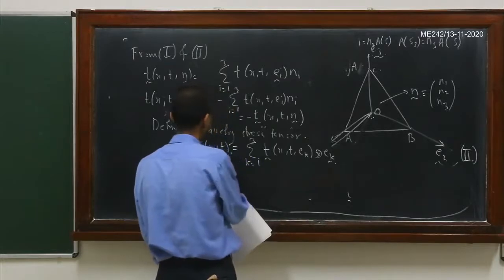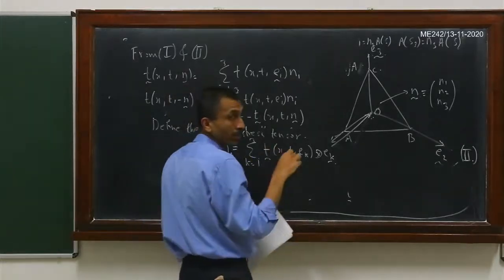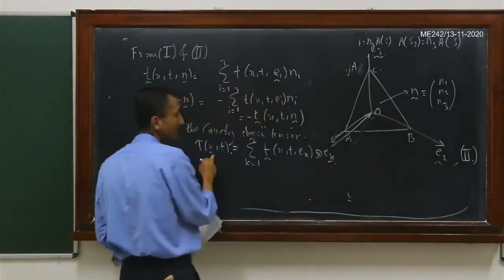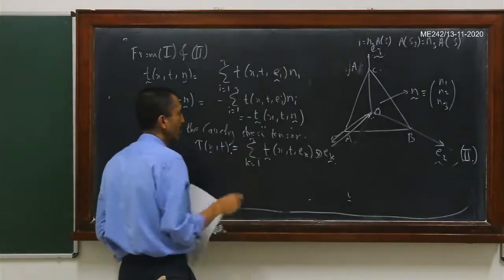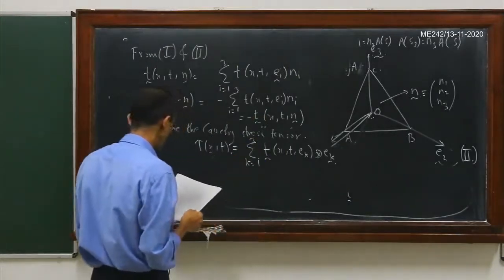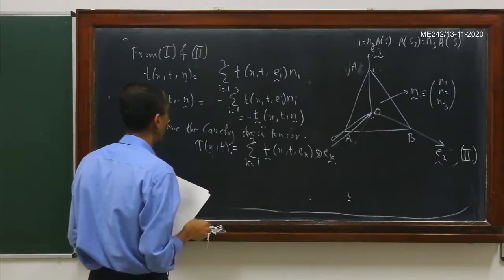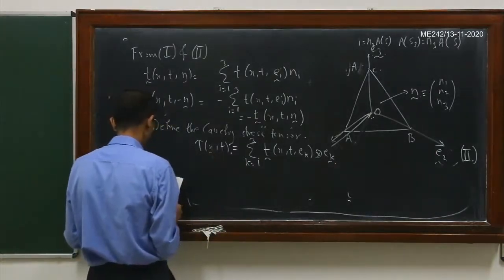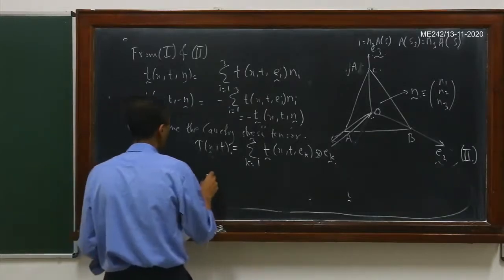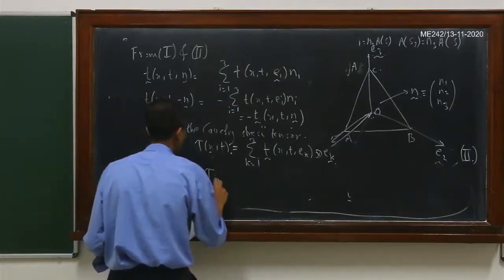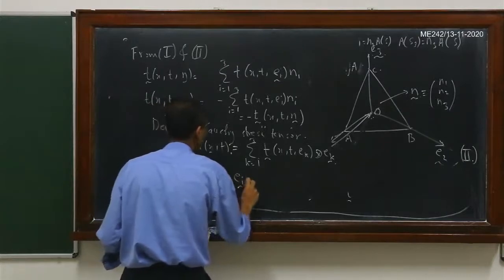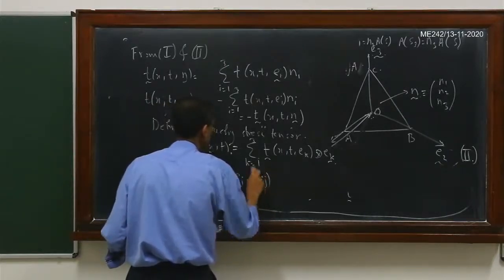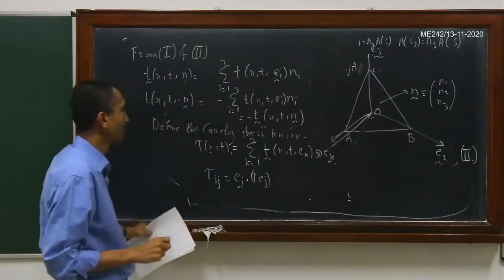So note that the traction depends on the normal, but the stress tensor does not depend on the normal, right? So this is something to be noted here. And let us now find out what the components of this stress tensor are. So tau_ij is equal to e_i dot tau e_j. So this is our standard formula for finding the components.